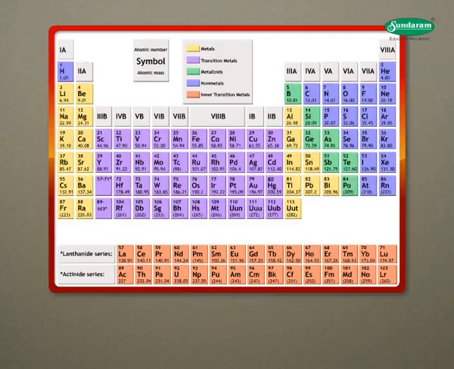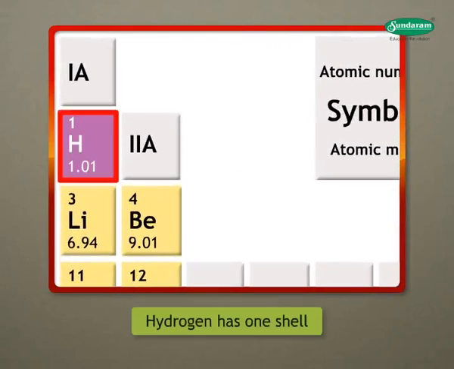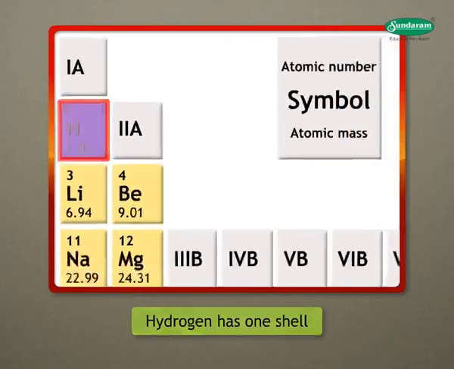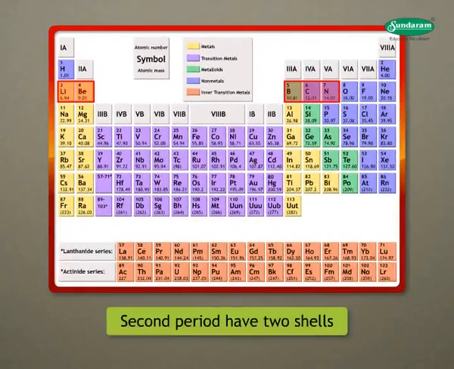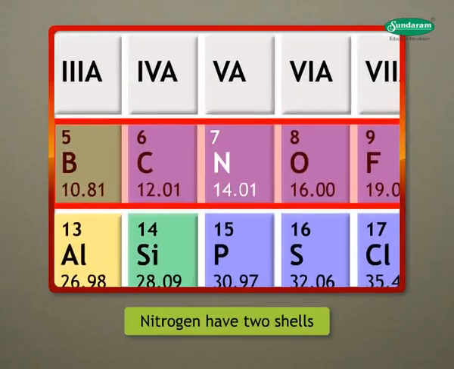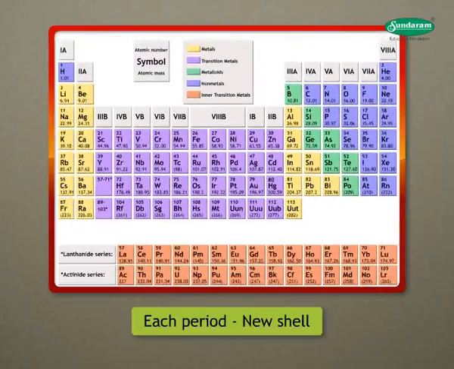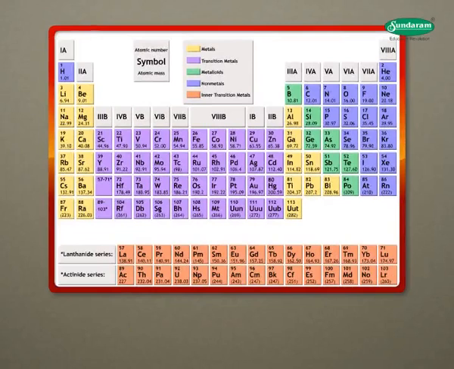For example, hydrogen in the first period has 1 shell. All elements of the second period have 2 shells. For example, nitrogen. In each period, a new shell starts filling up. The period number is also the number of the shell which starts filling up in it.